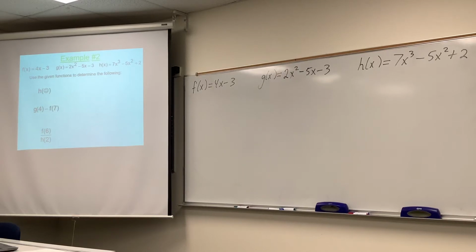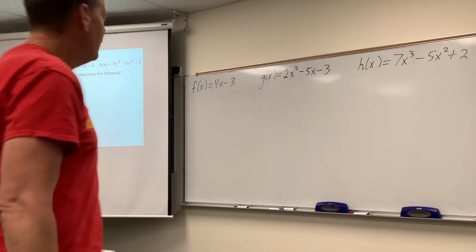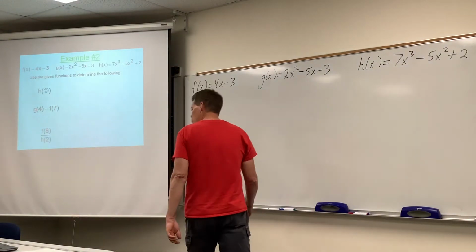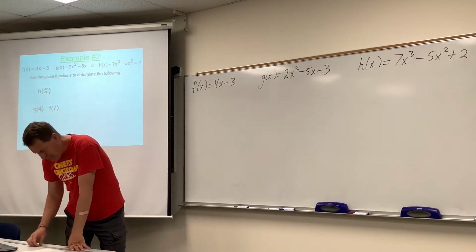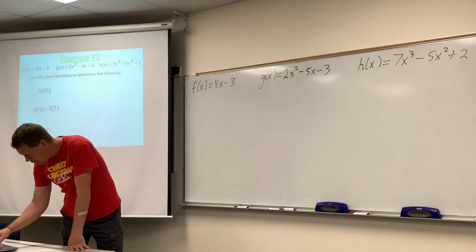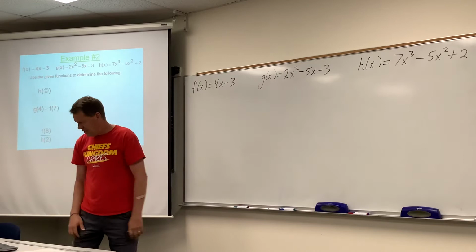All right, folks, we're going to do the second column of examples for example 2 underneath functional notation. So we've established that we have three functions up here called f, g, and h. And let's get after it.